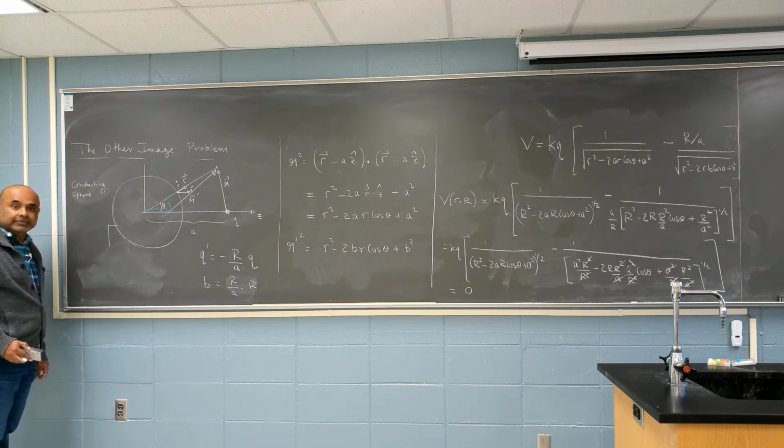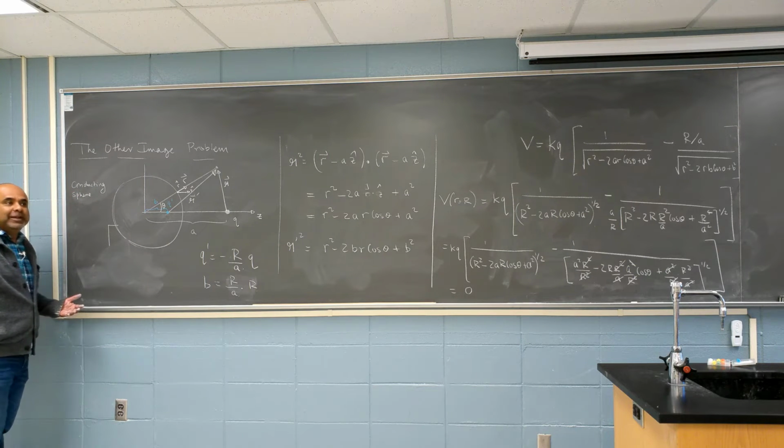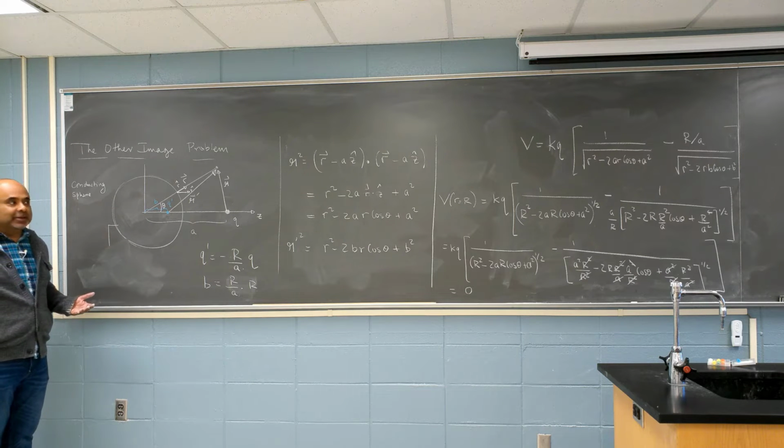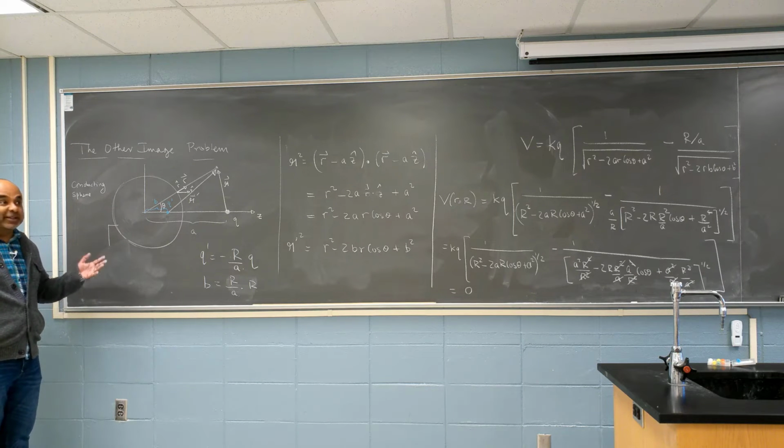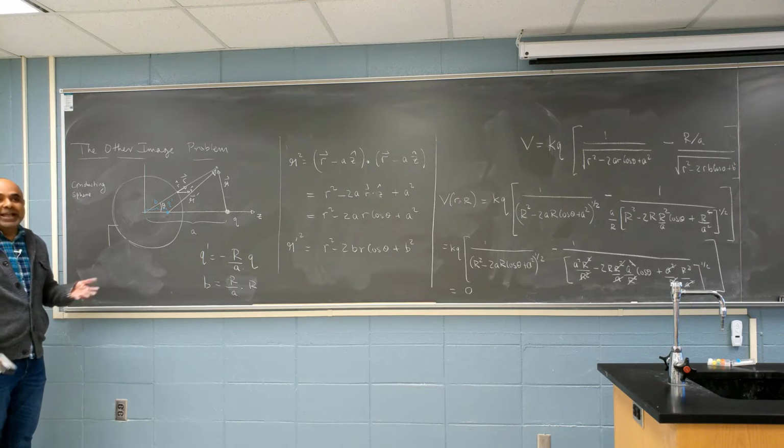Good. Any questions? The image problem is both easy and difficult. Difficult, because you have to do the whole calculation. It's easy because it's done. You can't do any more with it.